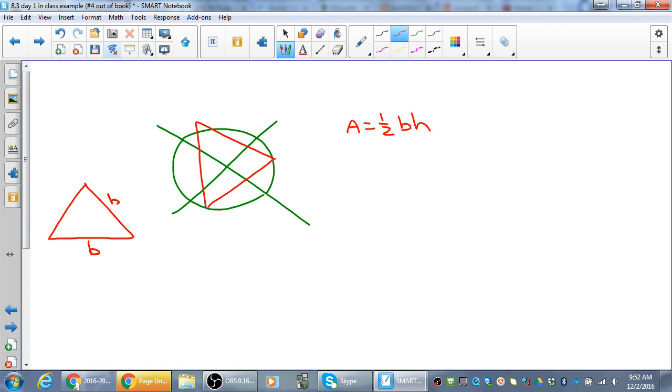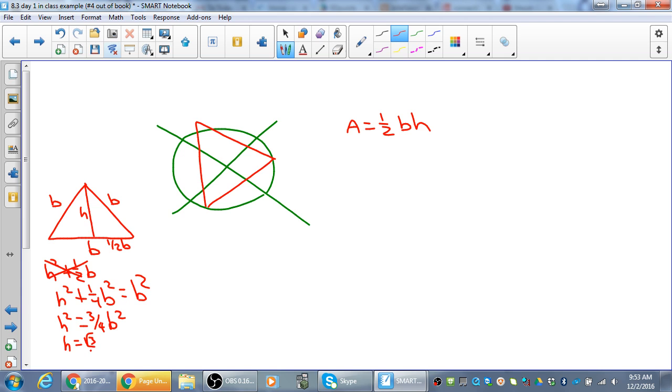If we have an equilateral triangle, these are all b's. In an equilateral triangle, they're all the same length. There's the height, that makes this 1/2 of b. We want the height. So we have h squared plus 1/2 b, and I want to square that, that makes it 1/4 b squared, must be equal to b squared. So a squared plus b squared equals c squared. And when you square that 1/2, it's 1/4. So h squared is equal to 3/4 b squared. So h is equal to the square root of 3 over 2 times b.